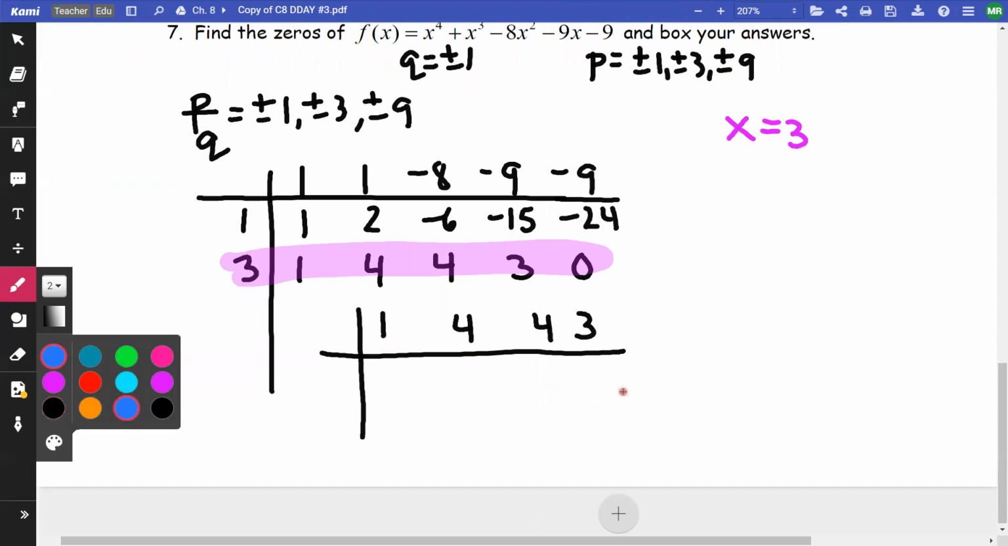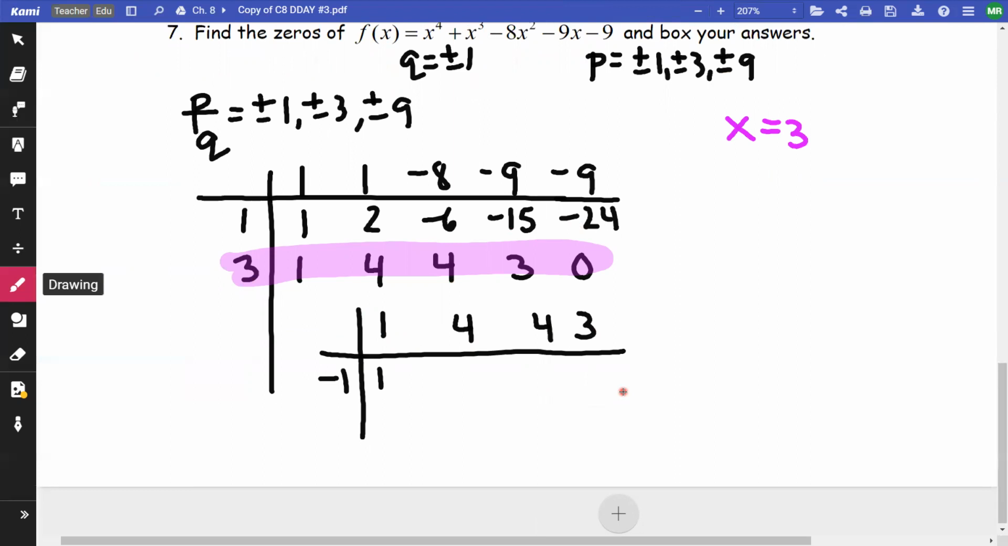Let's say I try a -1. I'll bring down my 1. 1 times -1 is -1. I add it, I get 3. 3 times -1 is -3. I add it, I get 1. 1 times -1 is -1. I add it, I get 2. Okay, that didn't work. Let's try a -3.